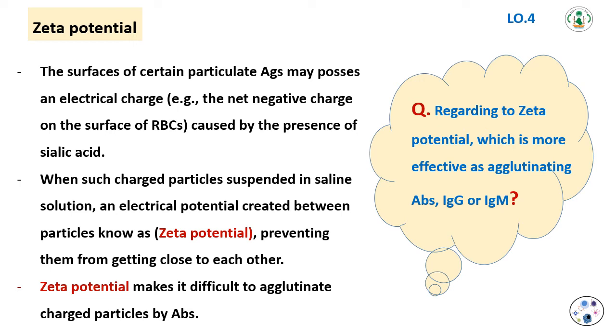Now, here is another question regarding zeta potential: which is more effective as an agglutinating antibody, IgG or IgM? Also think about this question. Keep this question in your mind.